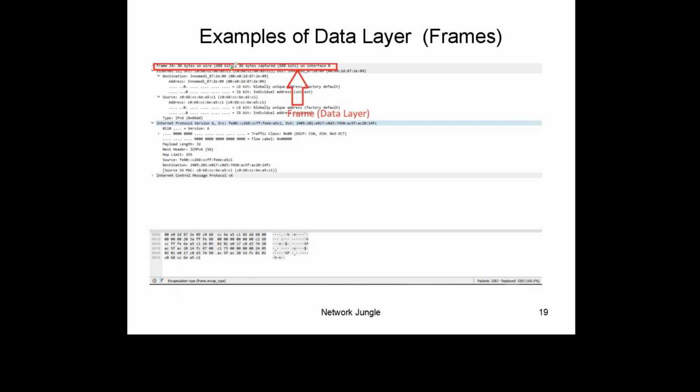Here is the example of a data link layer frame. It can be taken from Wireshark. It contains the destination MAC address, source MAC address, and IPv6 address, source and destination IP, what type of protocol it is, and also the TCP protocol. It contains the hexadecimal format. During the transmission it can be encrypted. Here it is the source, encapsulation type, and how many packets.